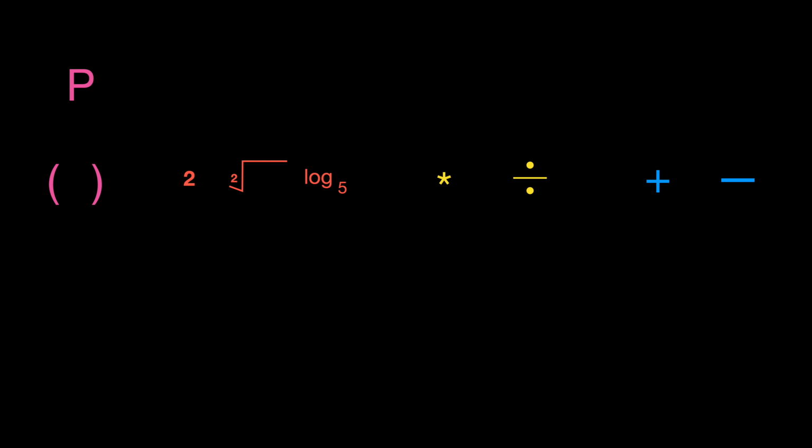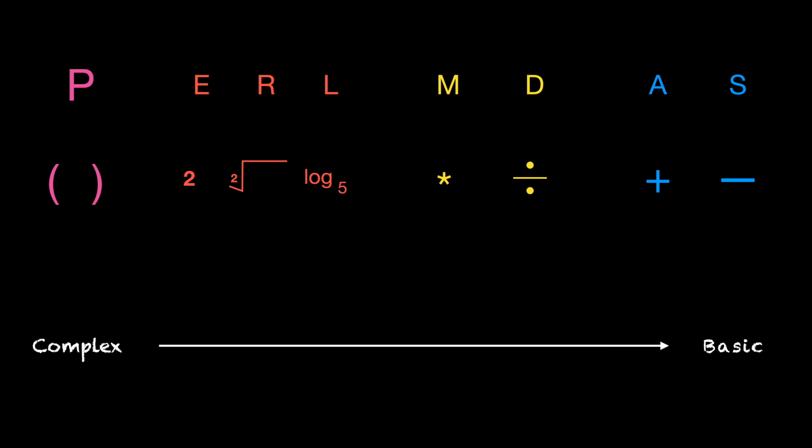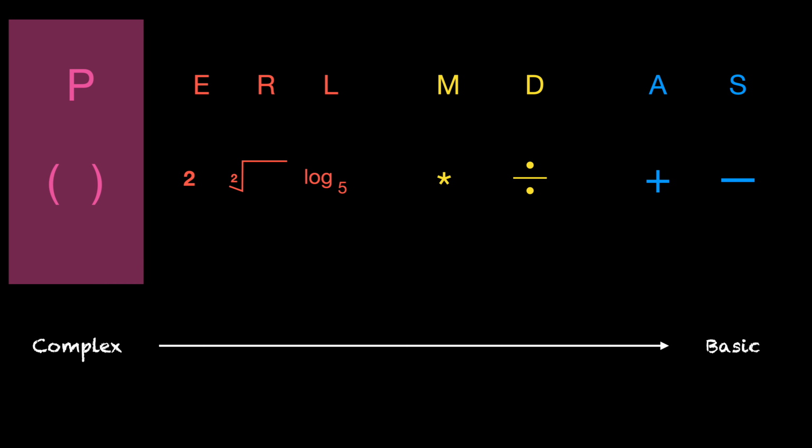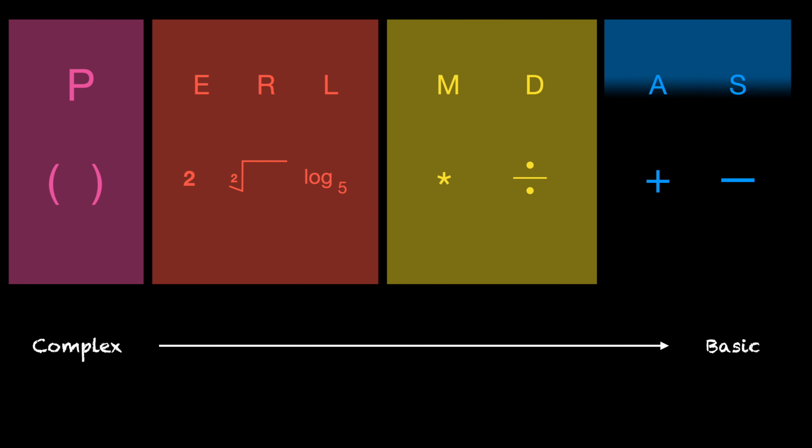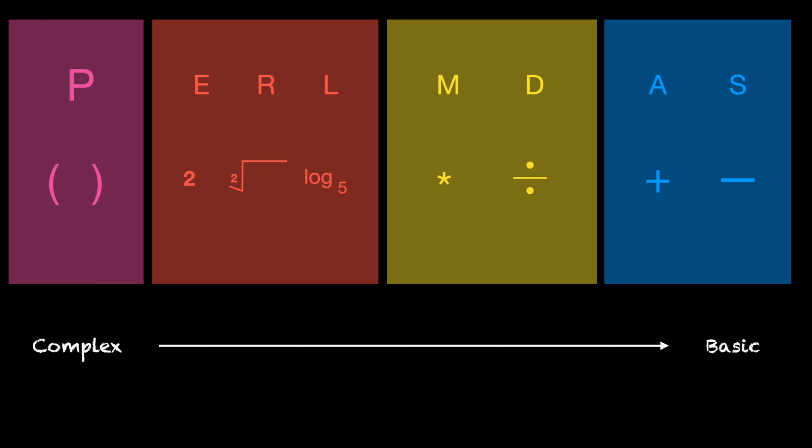So the first one still is parentheses. The second grouping is going to be exponents, roots, and logs. The third grouping is going to be multiplication and division, and then the final grouping is going to be addition and subtraction. Think about this as ranging from the complex operations all the way down to the basic. So you got parentheses, or grouping together, is the one you start with. Then you have the more complex exponents, roots, and logs. Then you got multiplication, division, and the most basic operations are addition and subtraction.